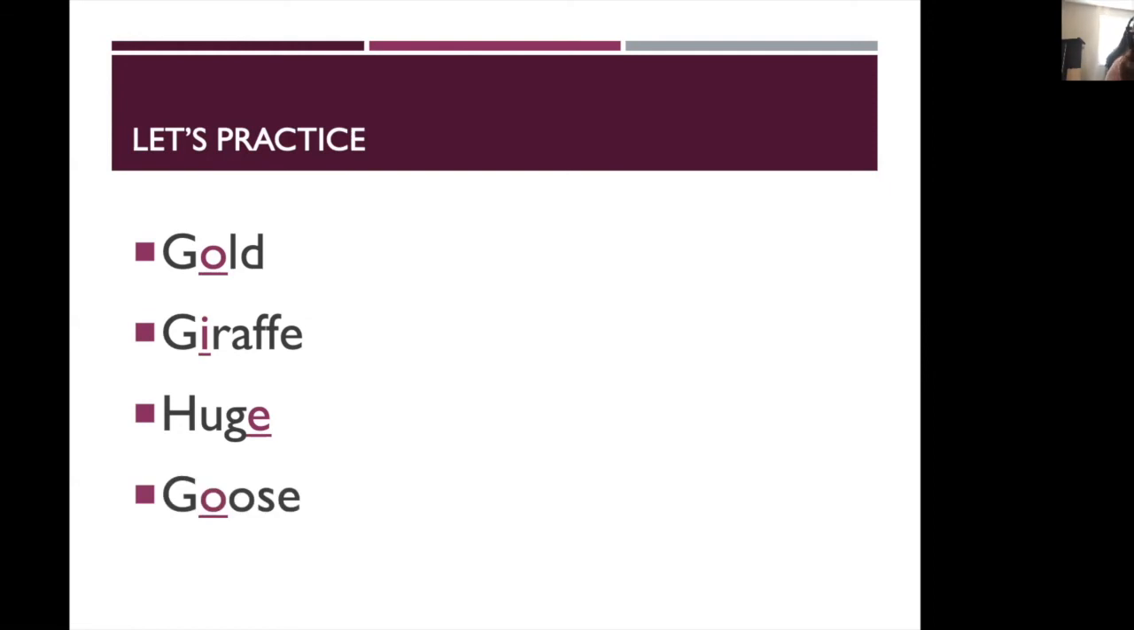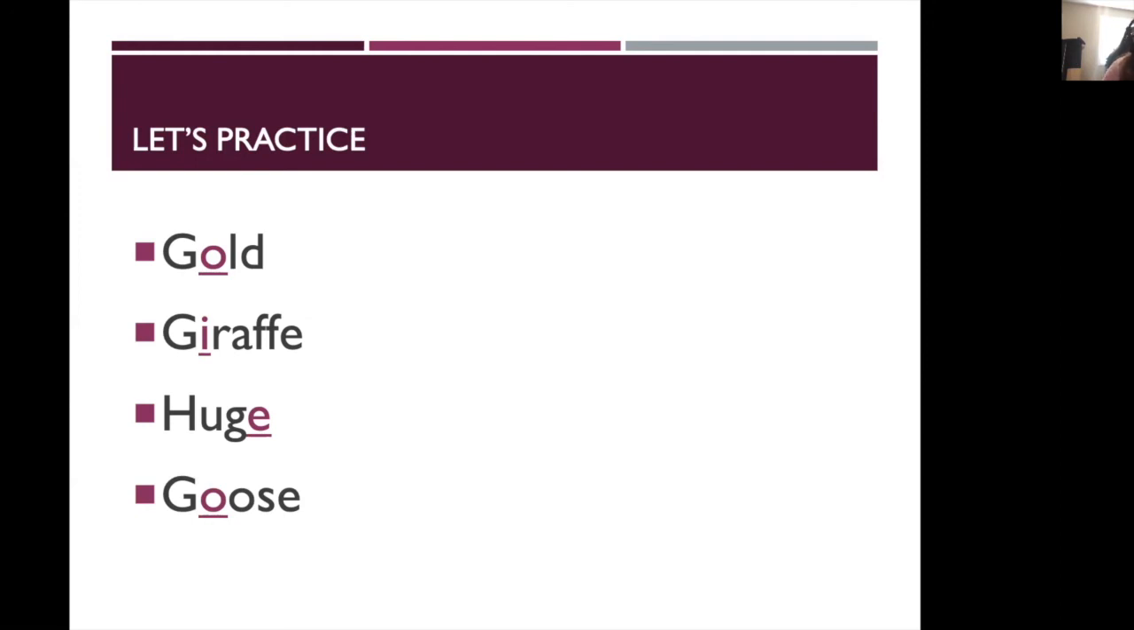Okay, one more. Let's see if you can figure out this one. All right, take a look at that second letter. Is it one of the ones from our song, or is it going to make a hard G sound? What do you think? Say it out loud when you figure it out. The word is goose. Goose. There is an O that's not one of the letters from our song, so it's going to make a hard G sound. Great job, little eagles.